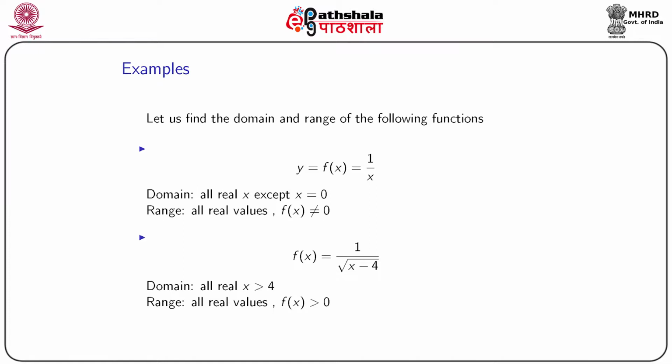For the range, well, f(x) can take any value since we are talking about only the real one. So x is greater than 4. That means square root of x minus 4 will result in only positive values. Hence, the range will be the positive ones. That is f(x) greater than 0.